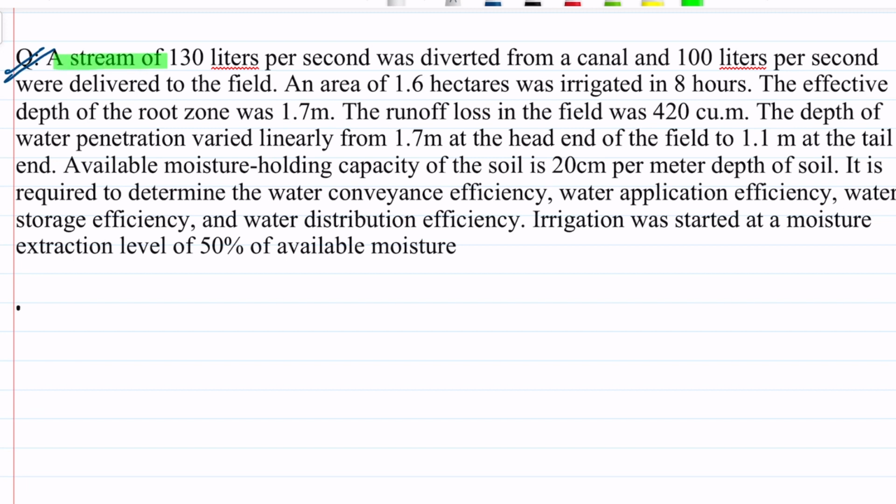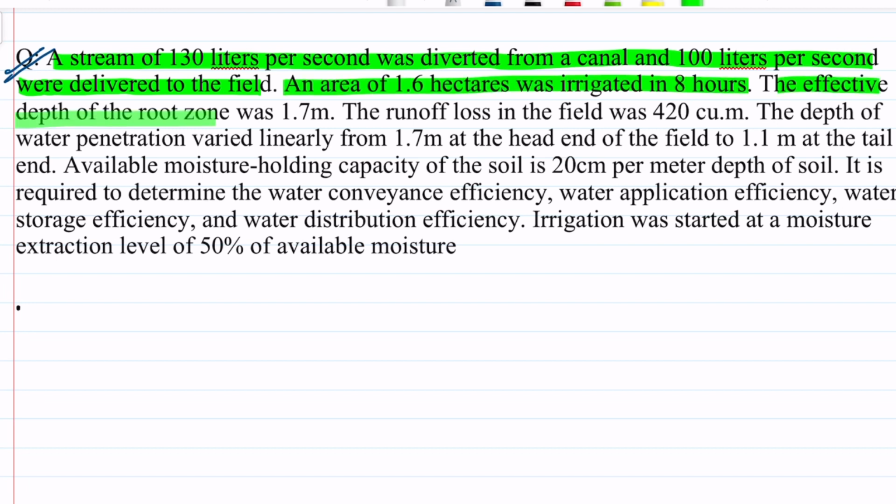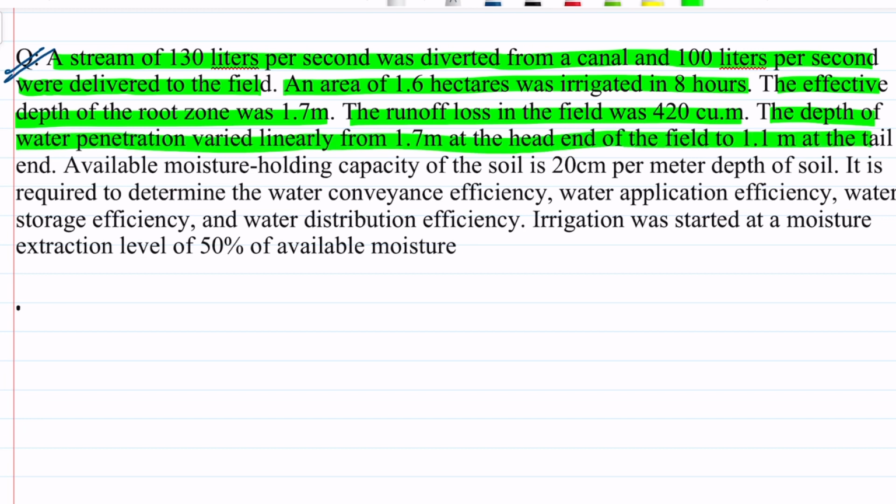Now the question is that there is a stream of 130 liter per second which was diverted from a canal, and 100 liter per second were delivered to the field. An area of 1.6 hectares was irrigated in 8 hours. The effective depth of root zone was 1.7 meters. The runoff loss in the field was 420 meter cube. The depth of water penetration varied linearly from 1.7 meter at the head end of the field to 1.1 meter at the tail end. The available moisture holding capacity of the soil is 20 centimeter per meter depth of soil.